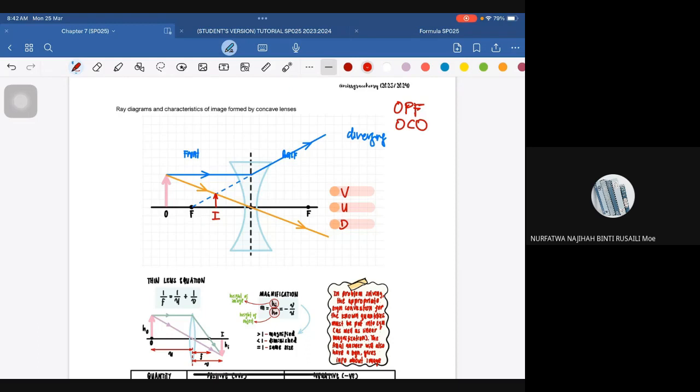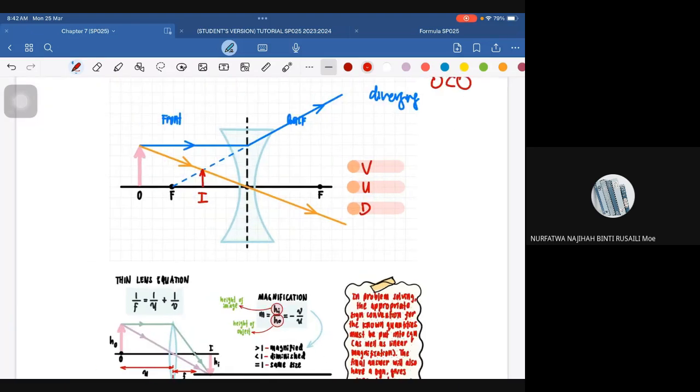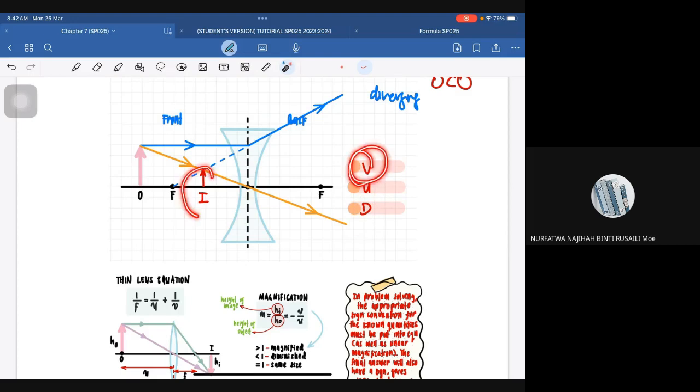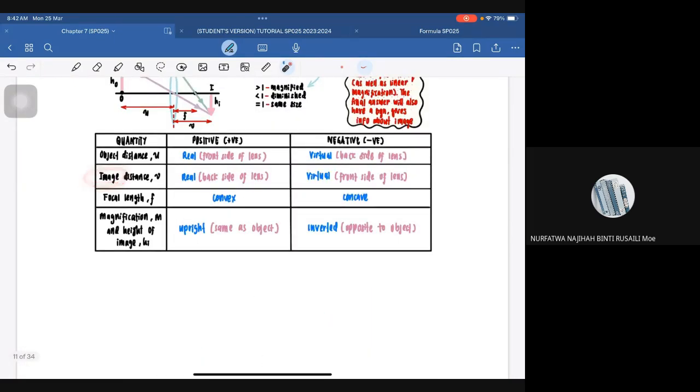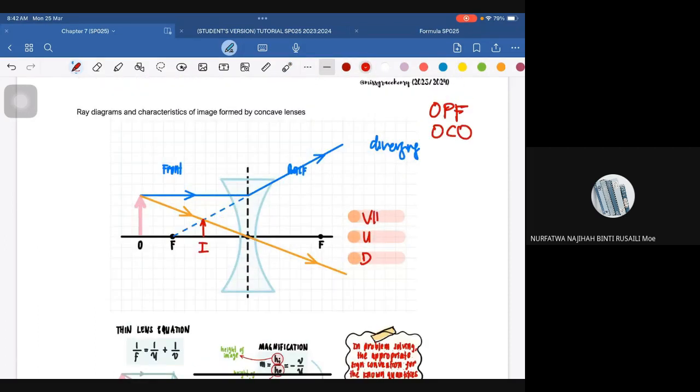Boleh. Okay, so dari sini boleh sudahlah kita determine dia punya characteristics. So, what are the characteristics? The first letter are V, U, and D. So, first we know since this image is formed in front of the lens. So, kalau dia form in front of the lens, what do we call it? Image formed in the front side of the lens is known as a virtual image. So, dia punya characteristic is virtual.